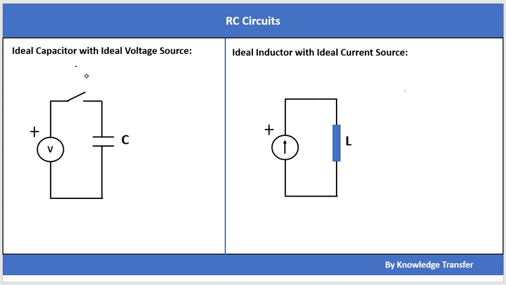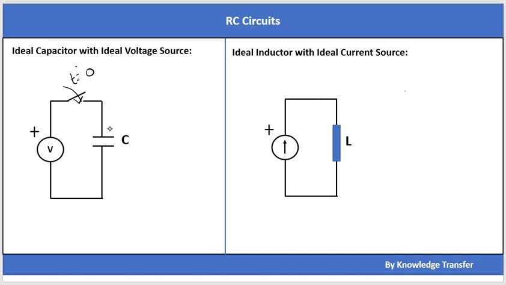Circuits which have an ideal voltage source connected with an ideal capacitor, and an ideal current source connected with an ideal inductor. So first, let's discuss the ideal voltage source connected with the ideal capacitor. Let's take this switch, which is also an ideal switch, so there is no on resistance. This switch is closed at t equal to 0.